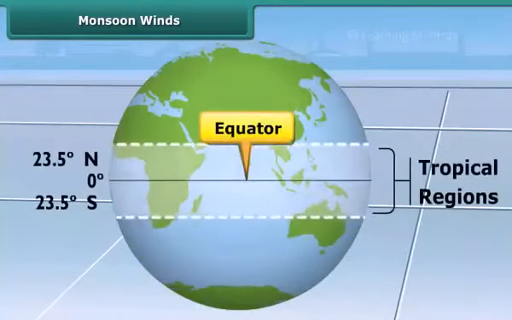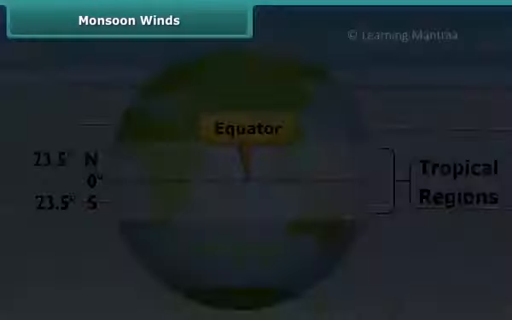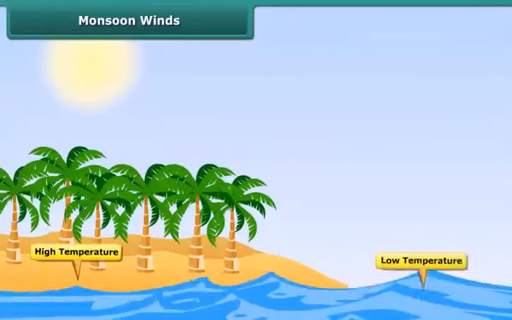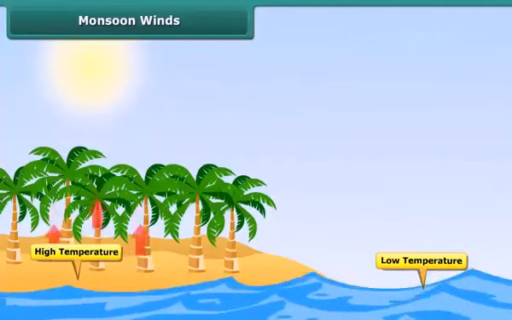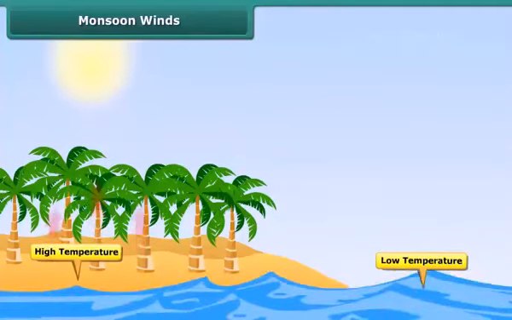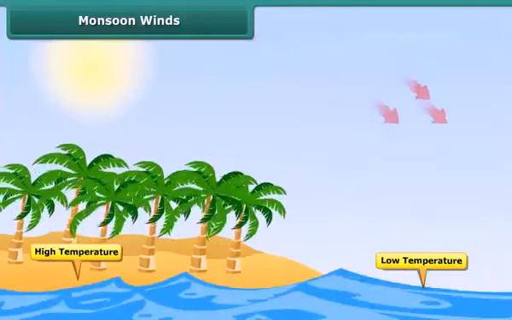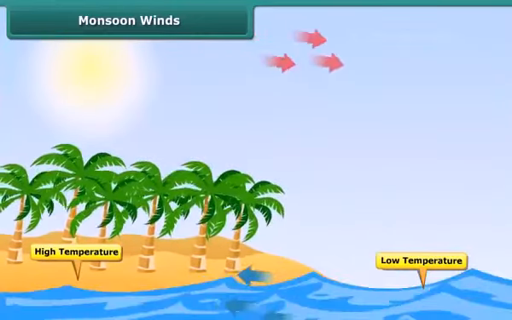During the hot summers, the land near the equator warms up very quickly. The temperature of the land is always higher than that of water in the oceans. The warm land heats the air above it. As a result, the warm air, being lighter, rises up and expands.